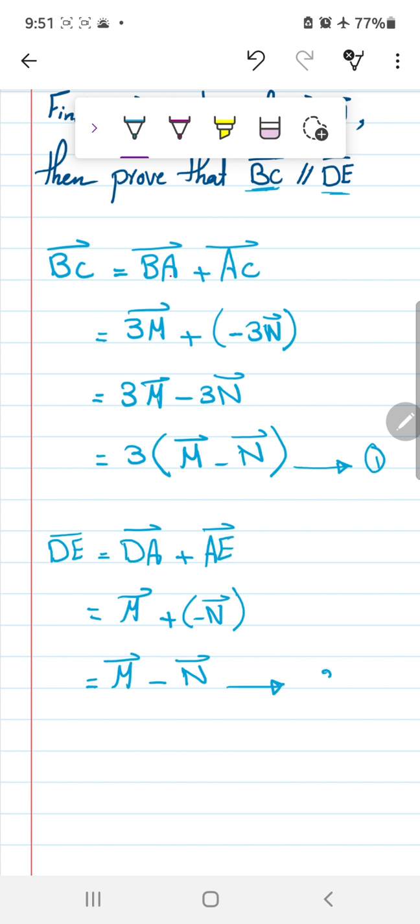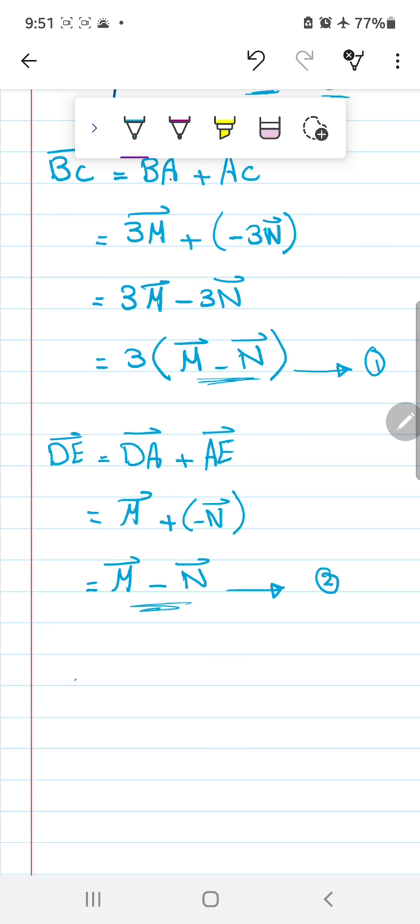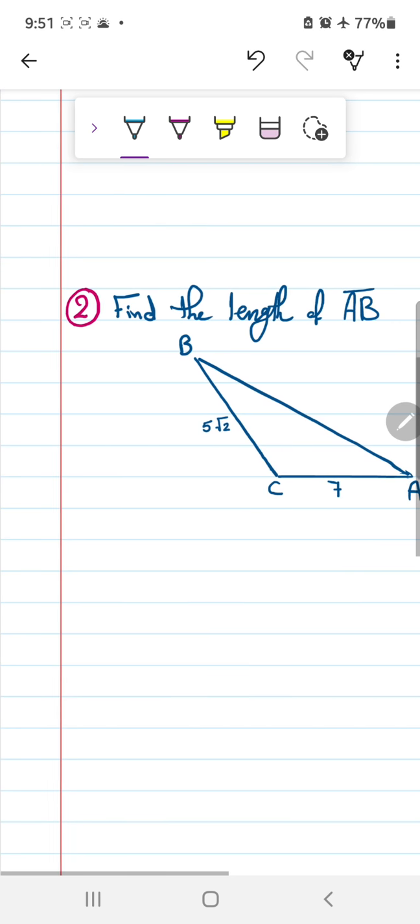We write it again, so it will be m vector minus n vector. What did you notice here from the first result? Here we have BC vector is 3 times DE, and they have m minus n, the same direction. So we get here BC parallel to DE. Okay, another example, number 2.